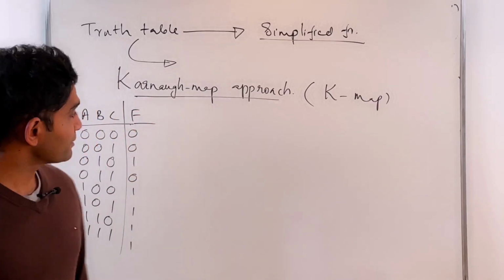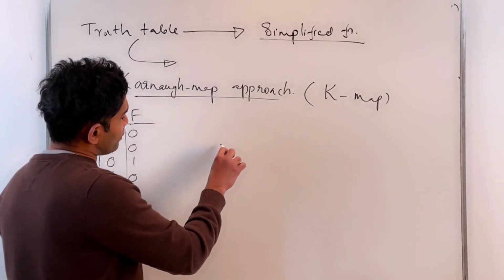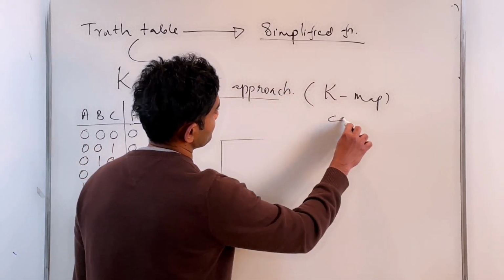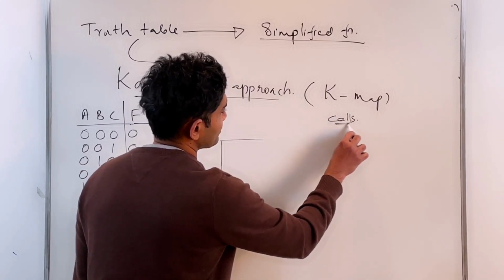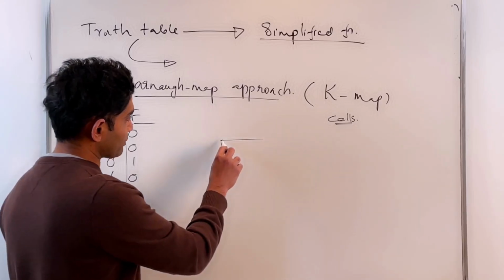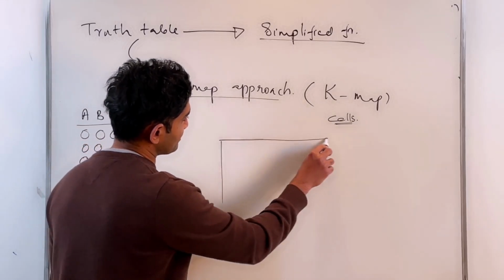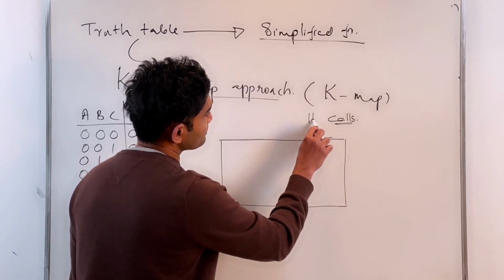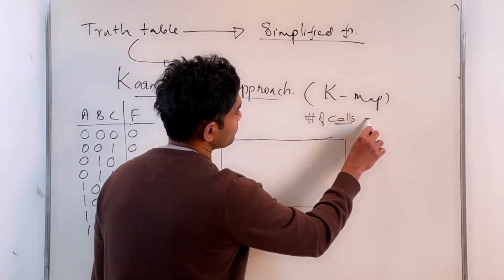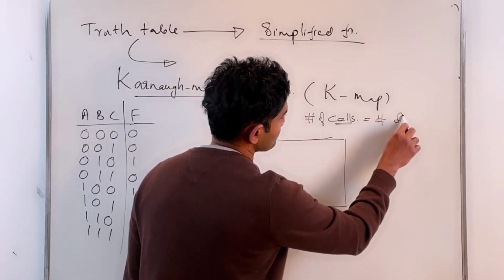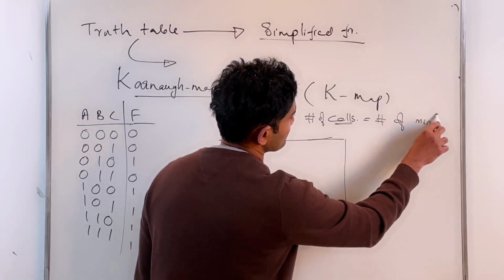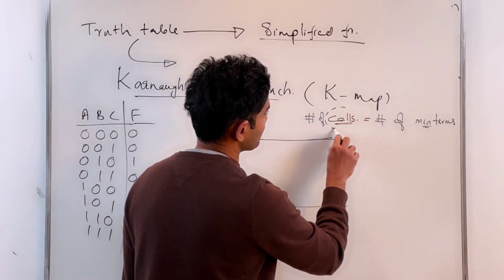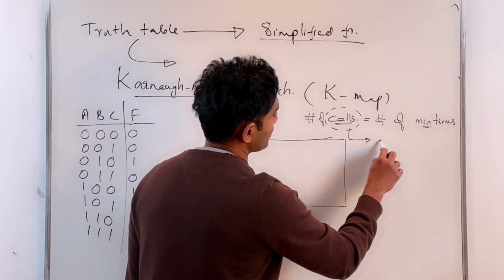Okay. Now, what is the K-map? It consists of basically cells. This table, or this K-map, consists of cells, and the number of cells in the map is equal to the number of minterms, because each cell is really holding a minterm.